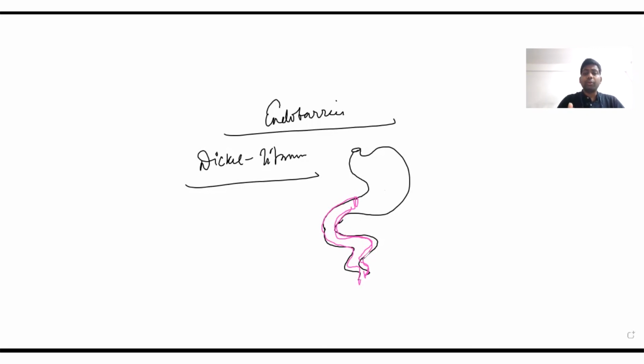These are the various procedures for bariatric surgery that we have to know for exam purposes as well as for practical purposes. So first we discussed the traditional methods of restrictive and malabsorptive procedures. Then we spoke about the endoluminal methods. All these are important for exam purposes.